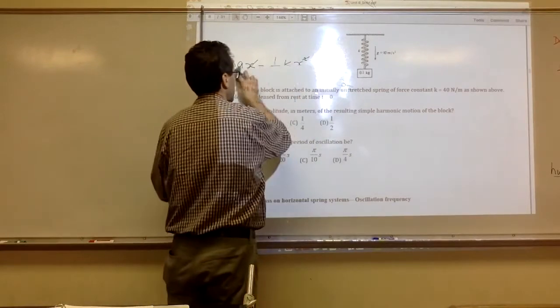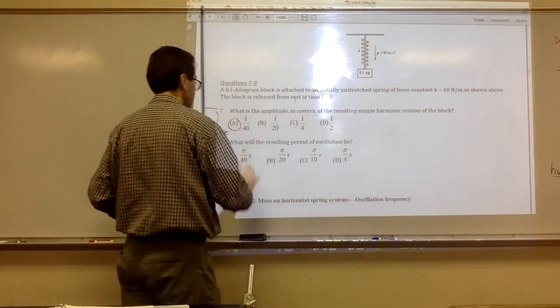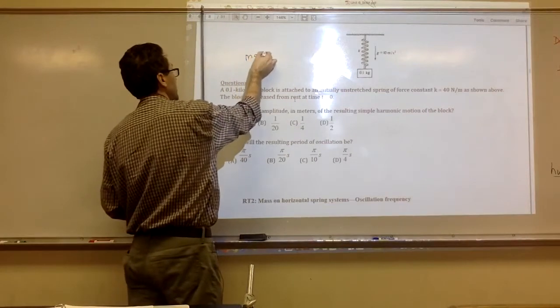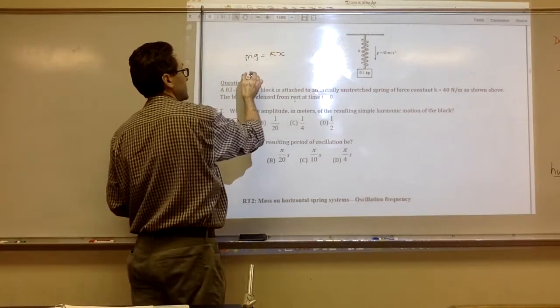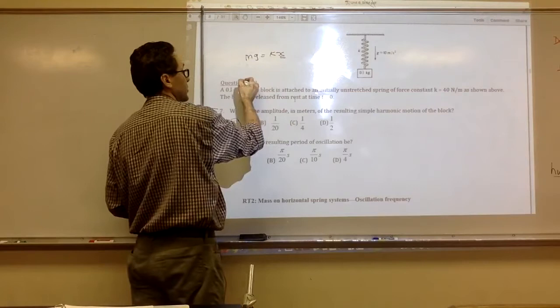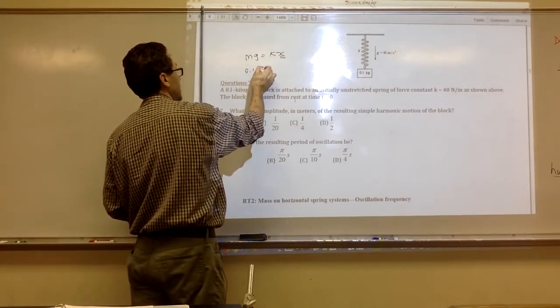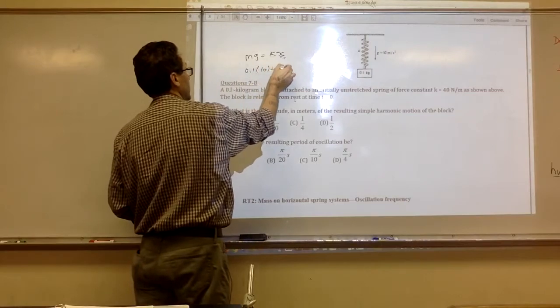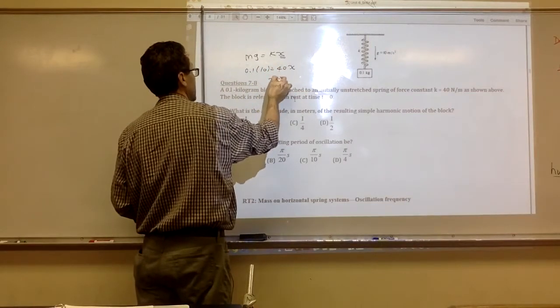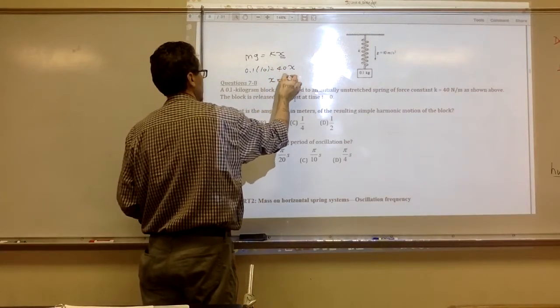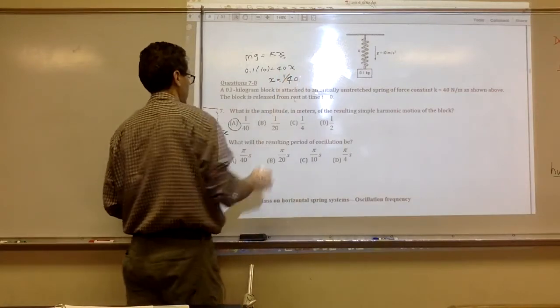Another way you could do this is just say, you know what? The equilibrium happens when mg equals kx. And this x here is the amplitude, basically. So this is going to be 0.1 times 10 equals 40 times x, and x will just be 1 over 40.